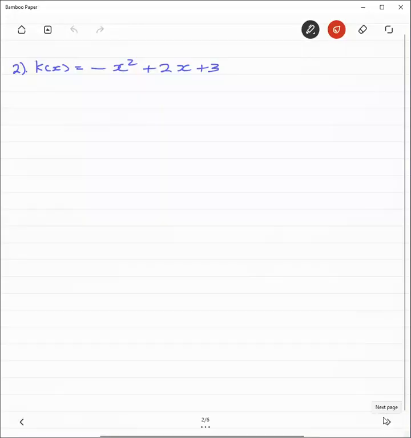The second one. Remember I said when you start, you check the form that you are given. In this case, we're not given the turning point form. Here we're given the basic form. The basic form, general formula, is f of x equals a x squared plus bx plus c. And remember, if there's nothing, it means it's 1. So your a is -1, your b is +2, your c is 3.